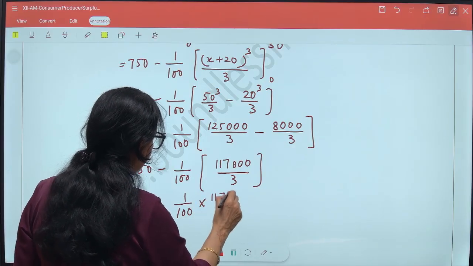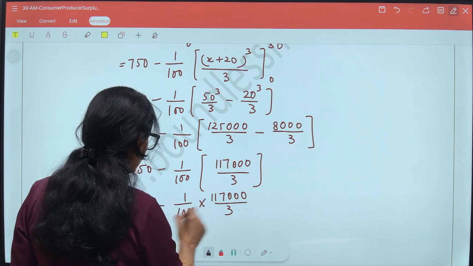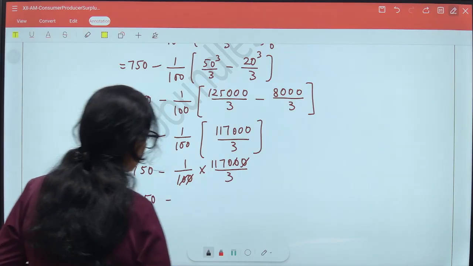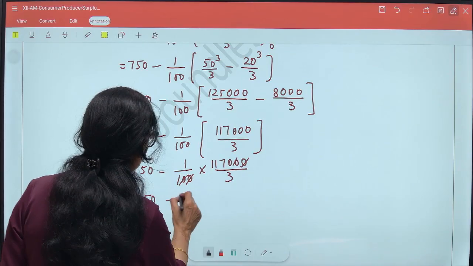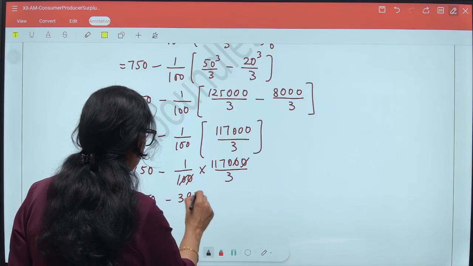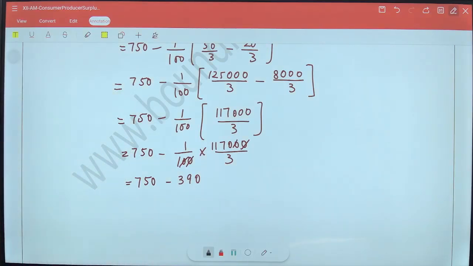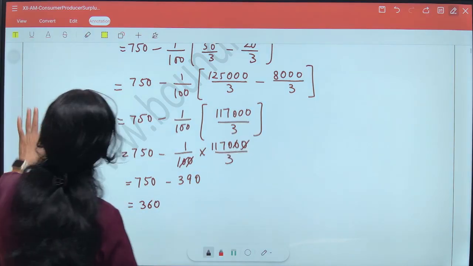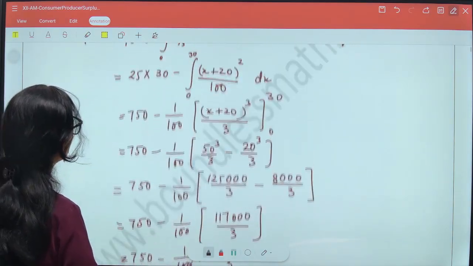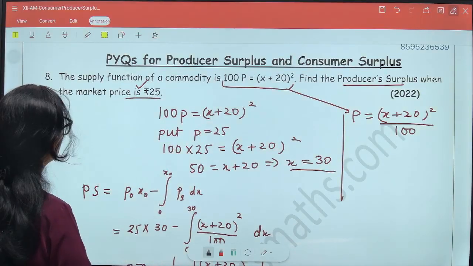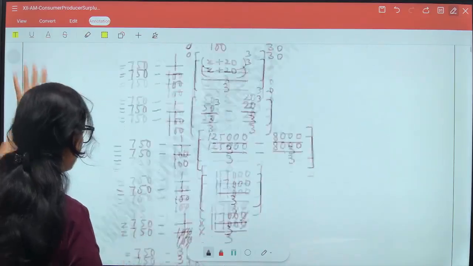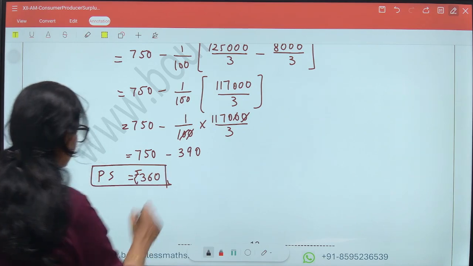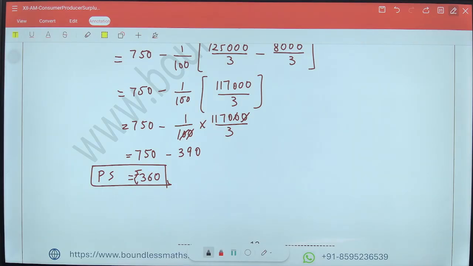You need to understand how to do the calculations also faster and without any mistake. 100 into 117,000 upon 3, the 2 zeros get cancelled and you get 750 minus 3 3s are 9, 3 9s are 27, 0, 750 minus 390, that becomes 360. Right, so this is the producer surplus. Was there any unit given here? It was rupees. So you will write the unit here. So the producer surplus is rupees 360. Understood? Easy? It was easy, right?